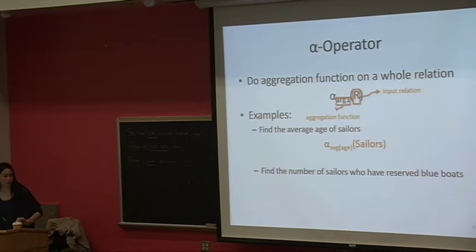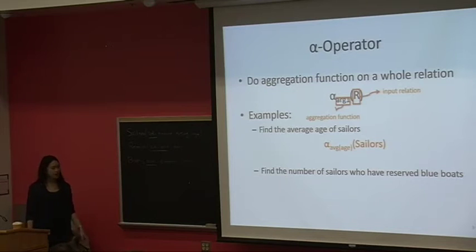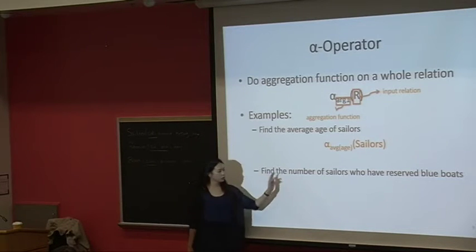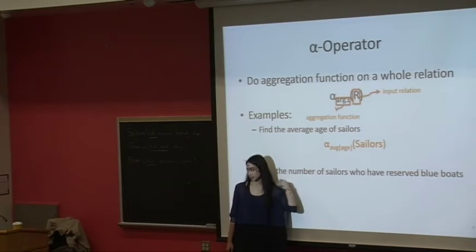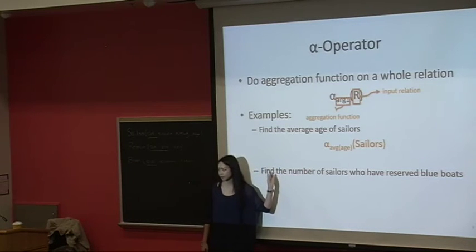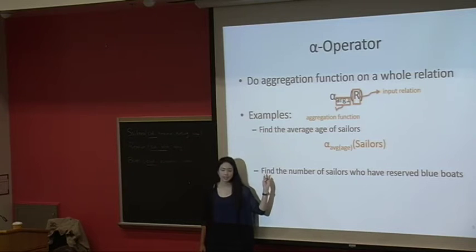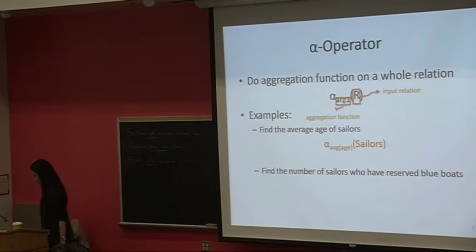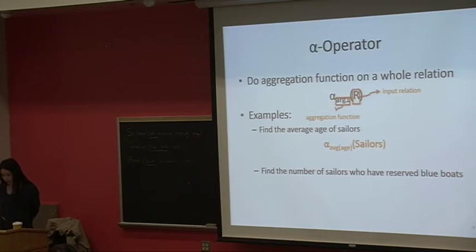How would you find the number of sellers who have reserved blue boats? Let's say, very simply, if you want to find the number of sellers, we do counting. And which field will you count? SID, because it's unique, so you don't want to count S name, right? Because there might be duplicates, so we count SID. Let's say we do count, then we can get a number of sellers.